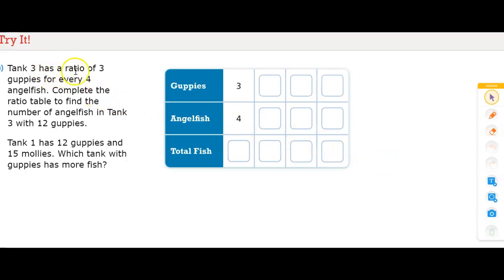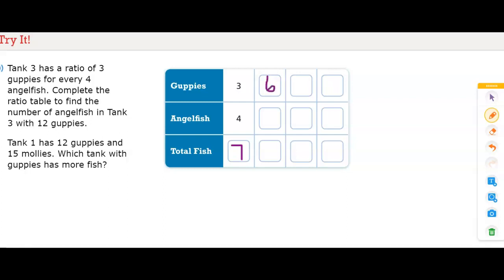Tank 3 has a ratio of 3 guppies for every 4 angelfish. Complete the ratio to find the number of angelfish in tank 3 with 12 guppies. Tank 1 has 12 guppies and 15 mollies. Which tank with guppies has more fish? So the ratio is 3 to 4 in this other tank. And then we're going to say 3 plus 4 is 7. And then we're going to multiply by 2.